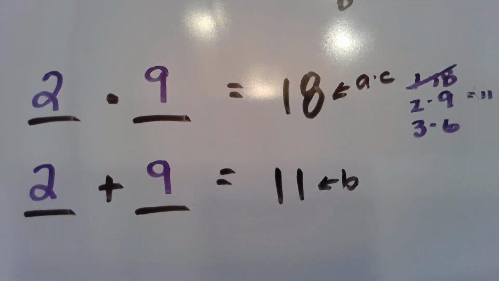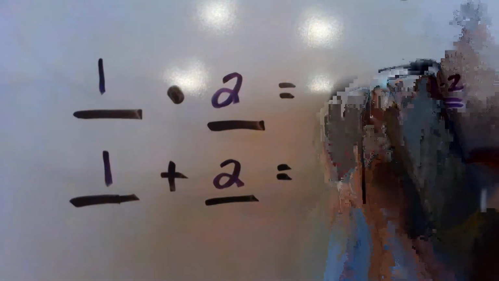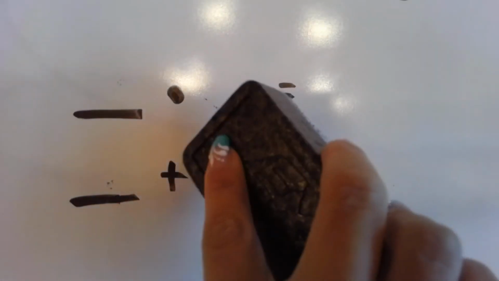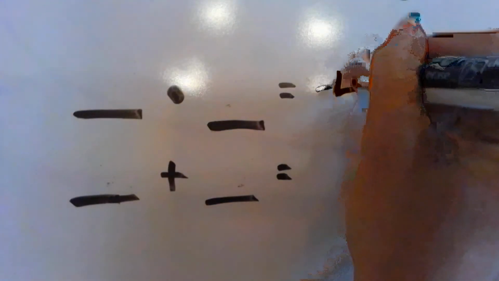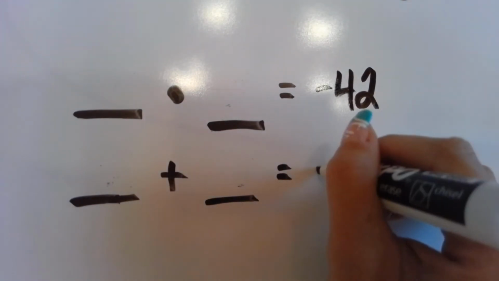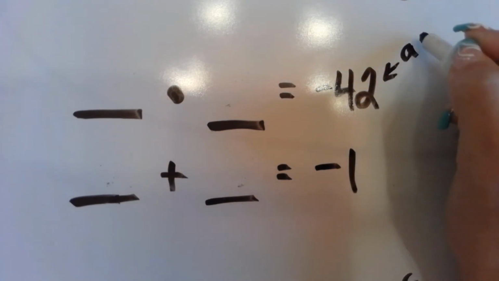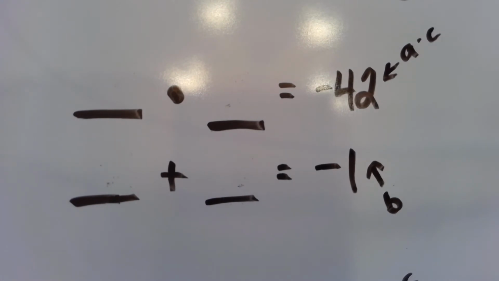Let's go back and look at one more example. I'm going to come back up here and erase these pieces, and we're going to fill these blanks in with different numbers. It's kind of fun when you get into it. So let's try -42 and -1. We know that this number is going to end up being your A times your C, and this one's going to be your B. And don't worry, I'll tell you what that is in our next video.